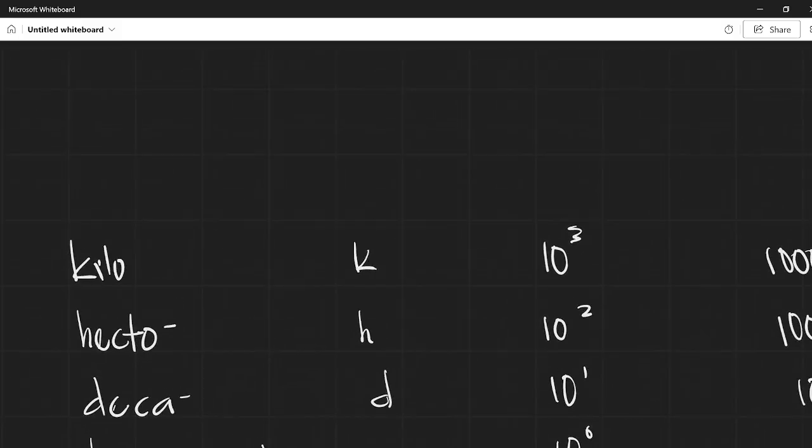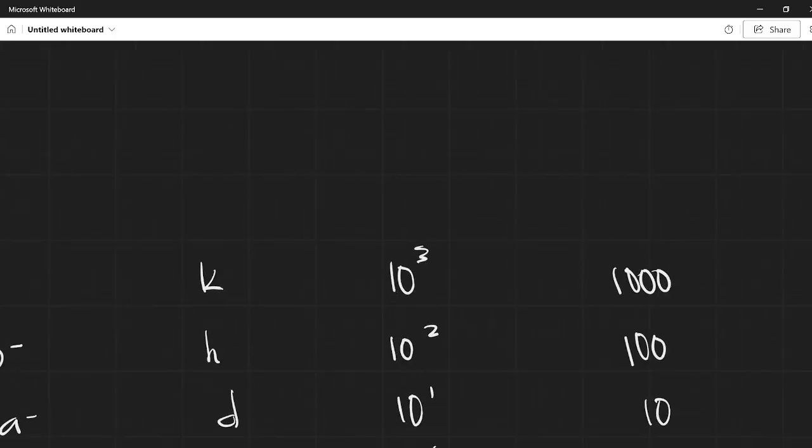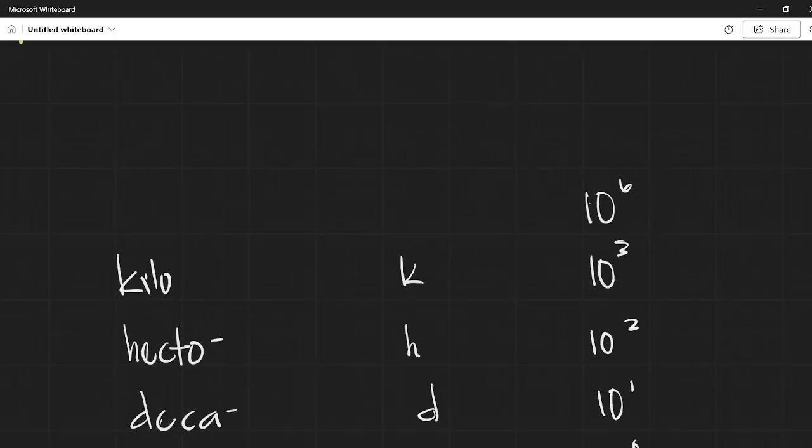Continuing on. From here, we basically just start skipping every third order of magnitude. By order of magnitude, I'm talking about this number right here. So if I'm now going to count up by threes for our metric system, we're going to end up at 10 to the 6, and this is going to be mega. And that metric prefix is going to be a capital M.